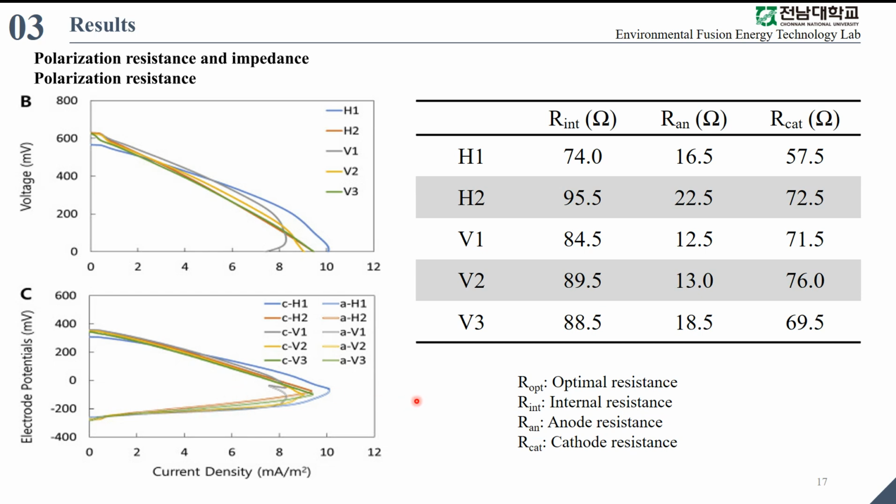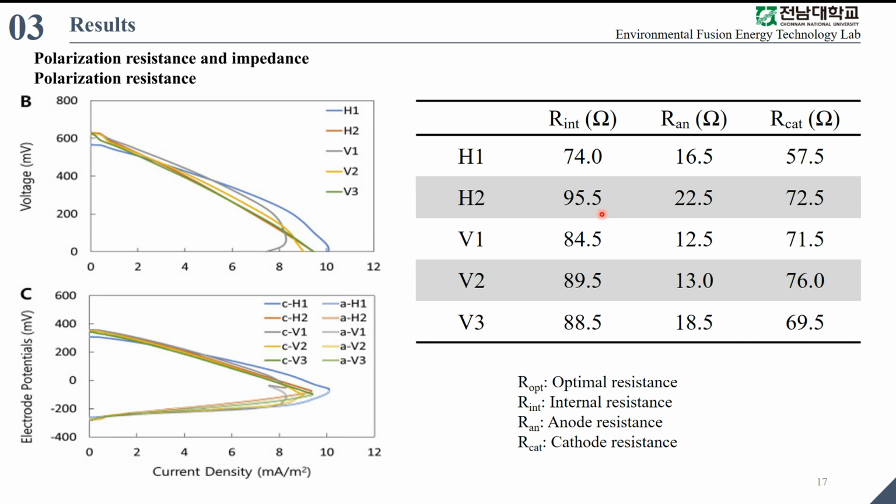Internal resistance was calculated from a linear part of full cell polarization curves, and it showed that Rint in average was lowest in H1, 74.0 ohm, followed by V1, 84.5 ohm, V3, 88.5 ohm, V2, 89.5 ohm, and H2, 95.5 ohm. Internal resistances of the MFC were proportional to their power densities and current densities, but electrode polarization resistances were not.